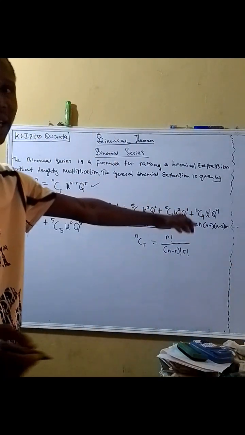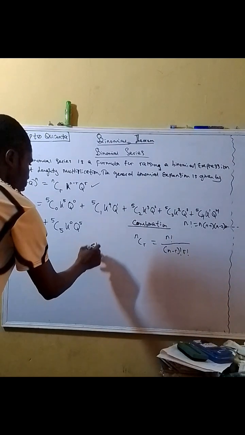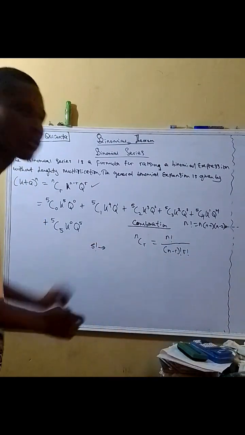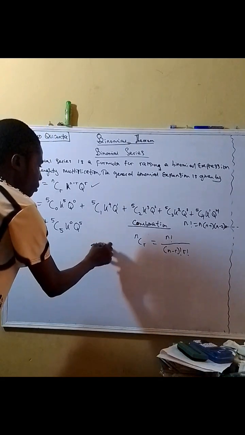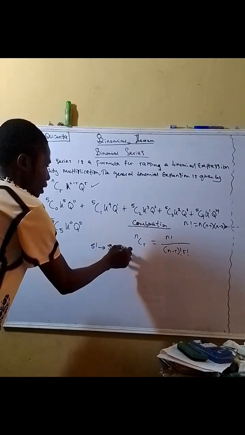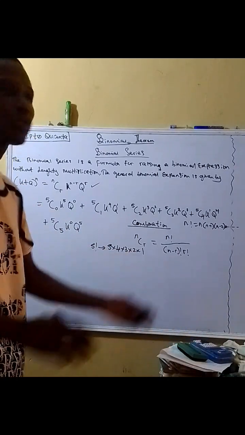But what do I want to say? Like I said, you're not moving into this topic. When I tell you I have 5 factorial, 5 factorial means breaking down 5 to 1 by multiplication: 5 times 4 times 3 times 2 times 1. This is my 5 factorial. Multiply all of them, you get your answer.